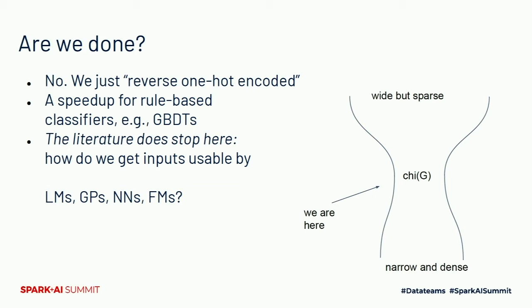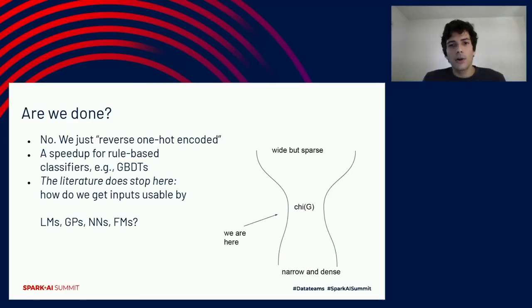But if we wanted to apply this kind of technique to linear models or Gaussian processes, neural nets, or factorization machines, the typical approach would be to one-hot encode the categorical features that we are working with. Unfortunately, that would undo all of the work that we just did. And so we're going to need to think a little bit harder about how we can adapt this method.